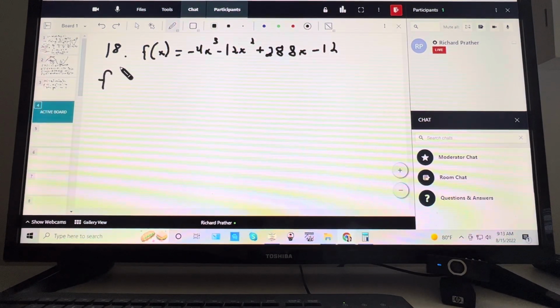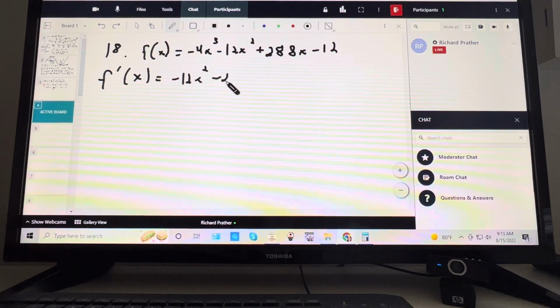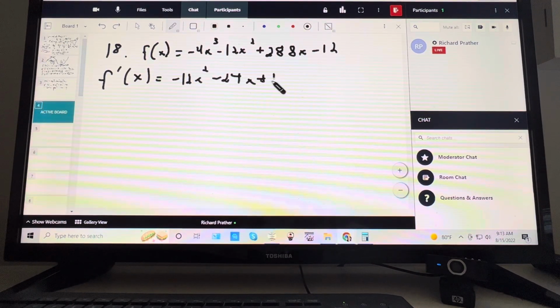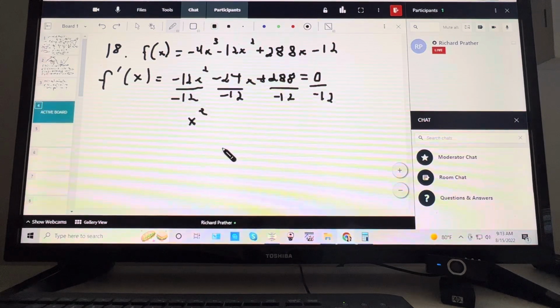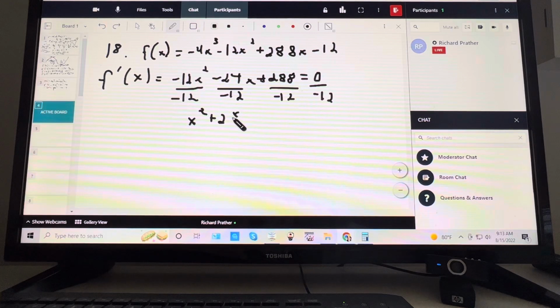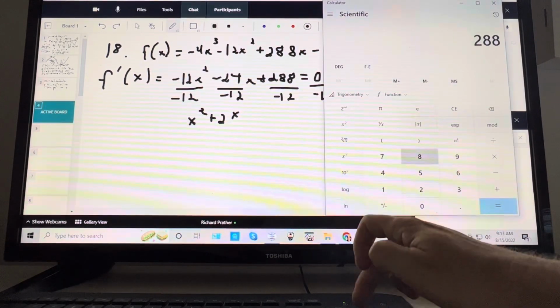So first derivative is negative 12x squared minus 24x plus 288. Polynomial is never undefined. It could equal 0 twice. Hopefully all this stuff divides by 12, and I'm even going to divide by negative 12 just to make the x squared term positive. And it's nice if you can get a positive 1x squared. That makes things easier. So negative 24 divided by negative 12 is positive 2. Hopefully 288 divides by 12.